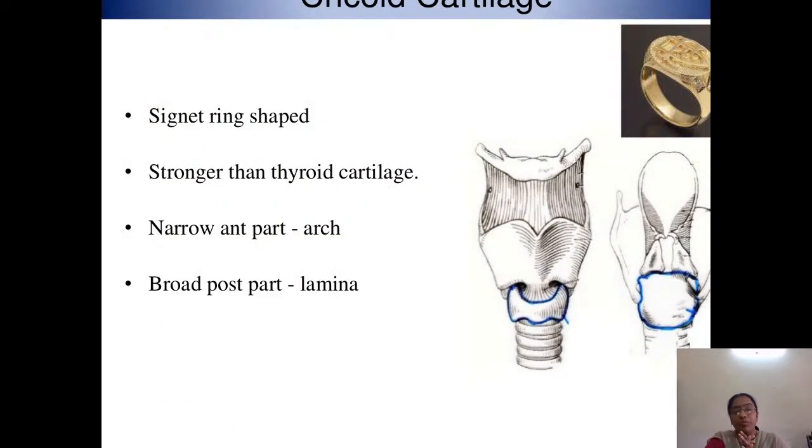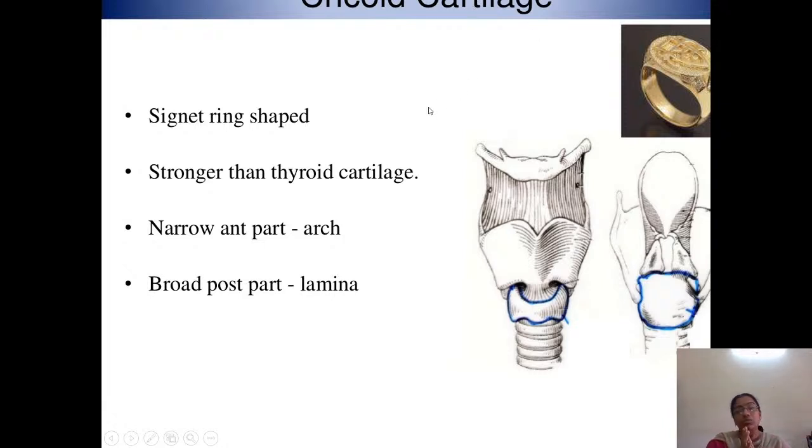After the thyroid cartilage, let's see one more unpaired cartilage, the cricoid cartilage. The cartilage you are seeing is the cricoid cartilage. This is the thyroid, which is butterfly-like, as we have just seen. The cricoid cartilage is like a signet ring, like the ring we wear on a finger. It looks like that ring. So it is signet ring shaped. This ring-shaped cartilage is called the cricoid cartilage.